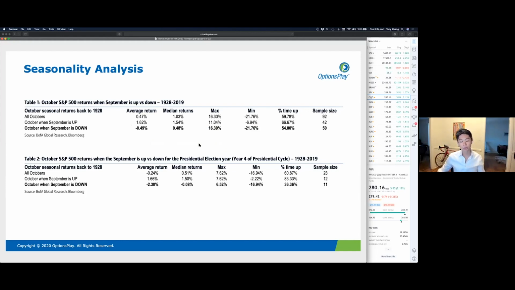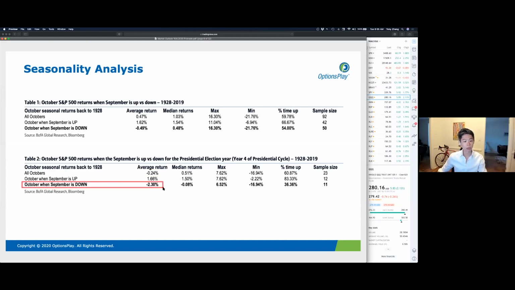The other thing that's interesting is that if we take a look at just the election years, all Octobers is actually on average down, especially when September is also down. The average October is actually down about 2.3%. So substantially lower. And this is really what we're going into here.